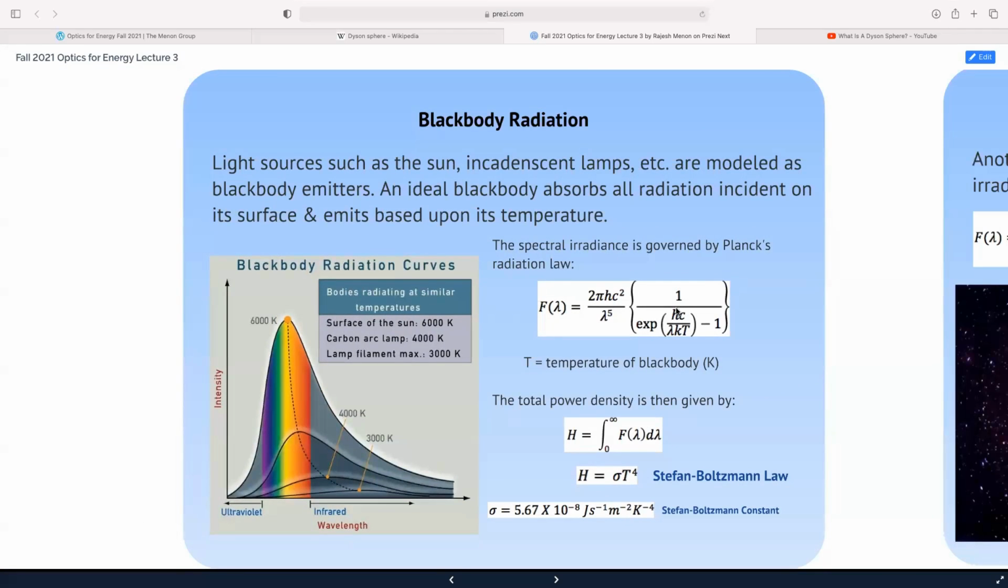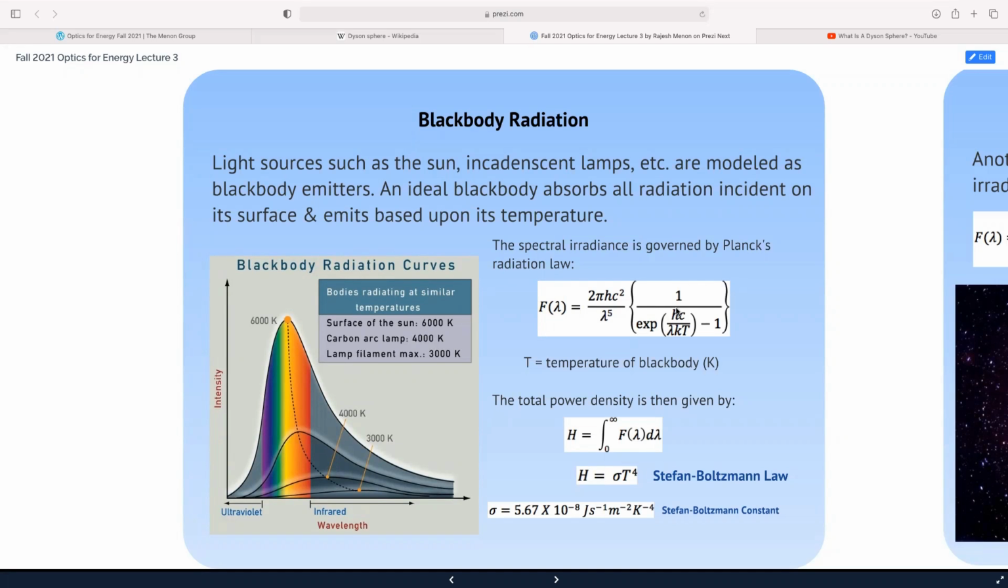Now, as I said before, we are going to approximate more sources by what's called a black body. A black body is essentially a representation of reality. It's a nice representation because you can derive analytical expressions, simplify a lot of things and gain intuition. That's the main goal here, not just to derive beautiful math. So all the light sources of interest to us, such as the sun, incandescent lamps, everything can be modeled as black body emitters.